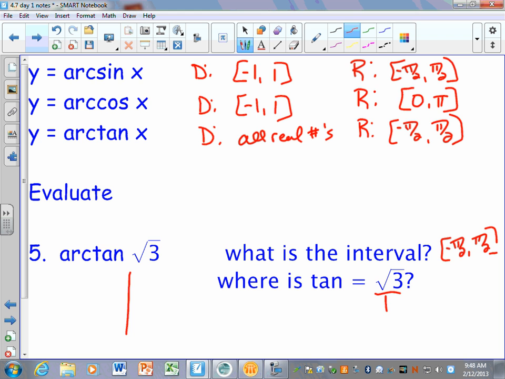So I'm thinking about my circle here. If tangent is positive square root of 3, and I know I have to be here or here, which quadrant am I in? Am I up here or am I down here? Definitely in quadrant 1. You agree with that? And do you agree it's either going to be pi sixths or pi thirds? Because it's the only one that has a square root of 3 in it, and it's just like we've been doing before. You just have to figure out which one it is. Tangent is opposite over adjacent, so which one's going to have an opposite side of the square root of 3? I think it should be up here at pi thirds.